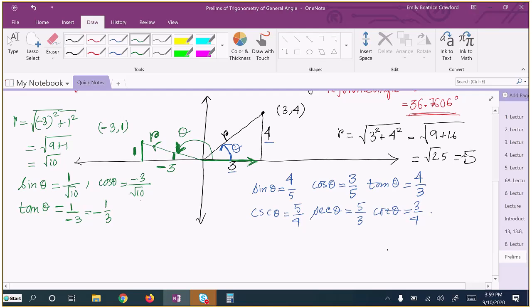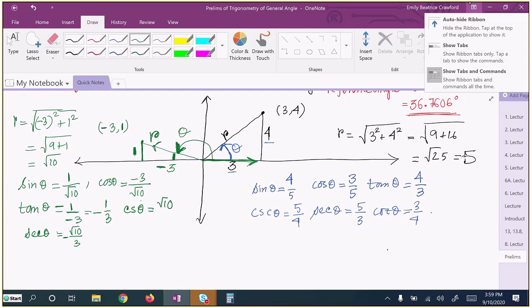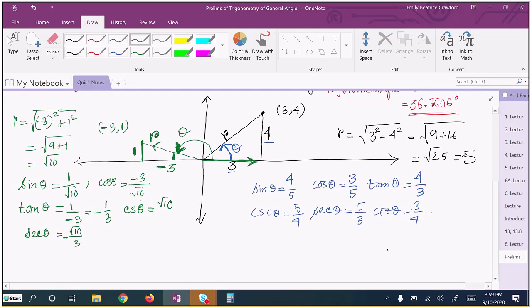For example, now I can say that cosecant of theta is equal to square root of 10 over 1, so square root of 10. Secant theta is also negative, and that's a reciprocal of negative 3 over square root of 10, so that's square root of 10 over negative 3, so I can say the minus in front. And finally, cotangent theta should be negative as well. So cotangent of theta is equal to negative 3 over 1, so negative 3.